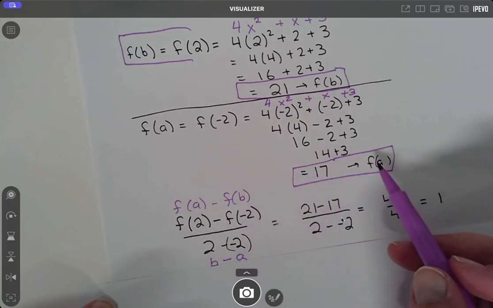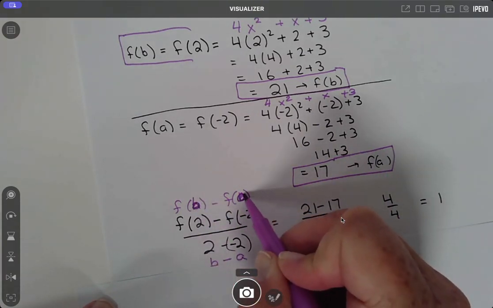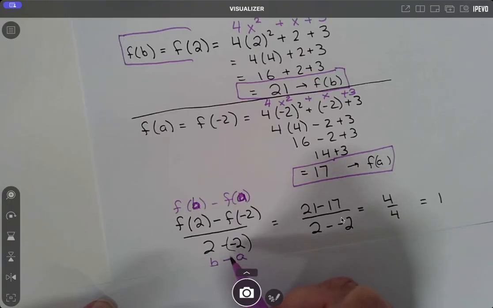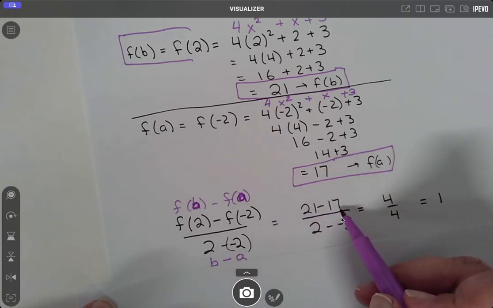Oh my gosh, I wrote that backwards. F of b minus f of a over b minus a. I hope you'll forgive me for that. F of b minus f of a over b minus a. So f of b is 21. F of a is 17.